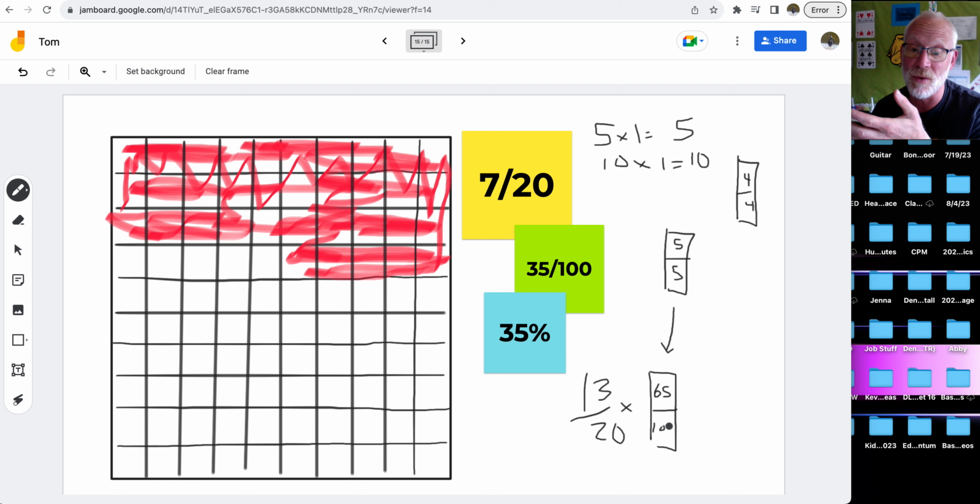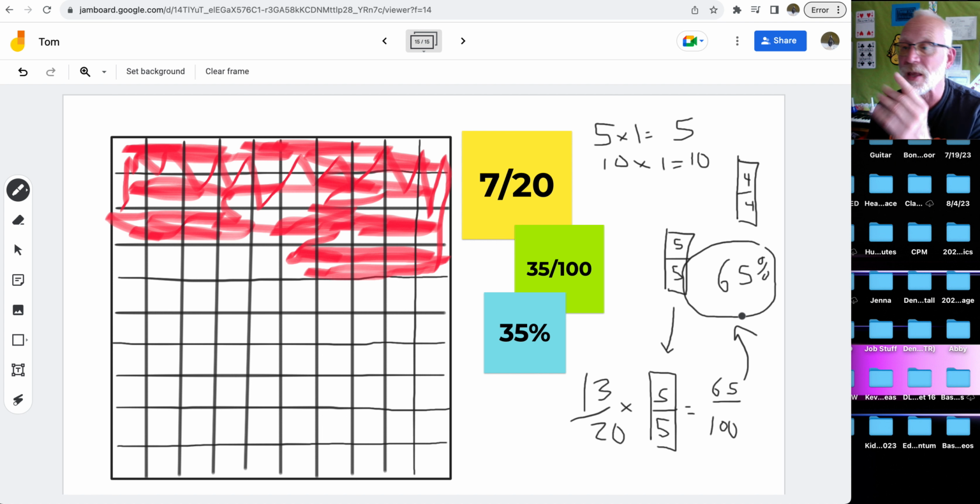Now, since it's over 100, or I'm sorry, let me redo that there for you. Sorry about that. I meant to say it's times 5 over 5, right? We move 5 over 5 down there. That's our big 1 that we multiplied it by. And then we did come up with 65 out of 100, and that made 65%. So that's how they figured out that 13 out of 20 was 65%. Then we did some more examples of the big 1.